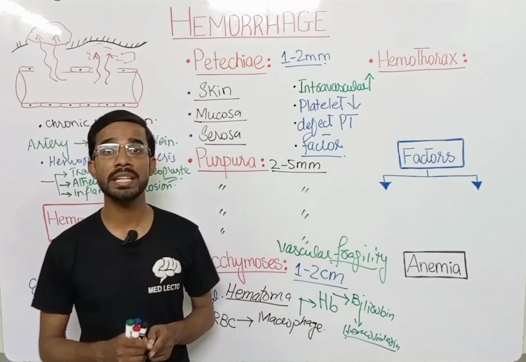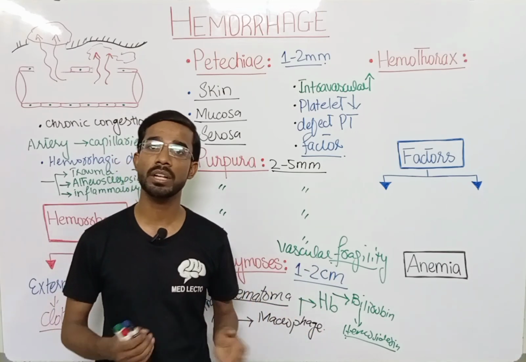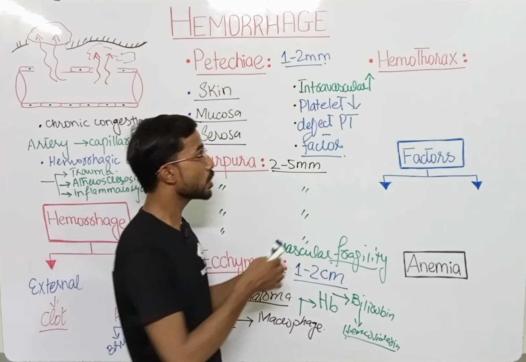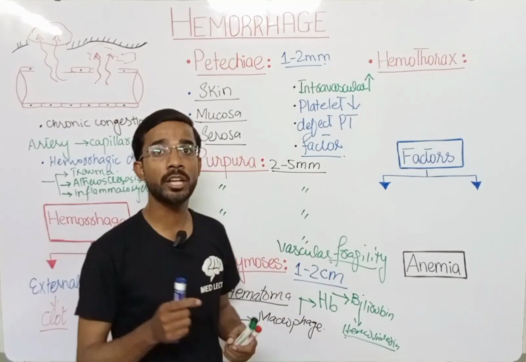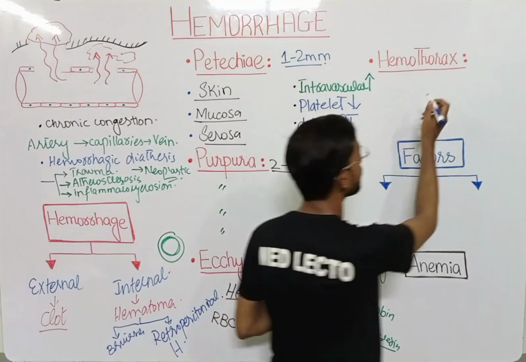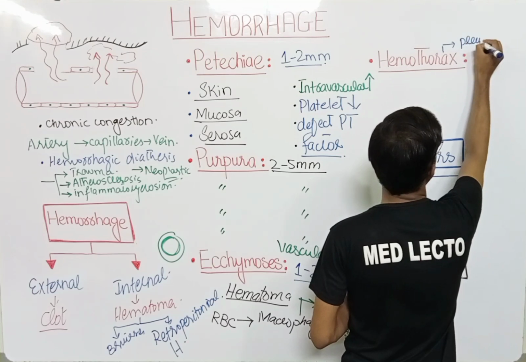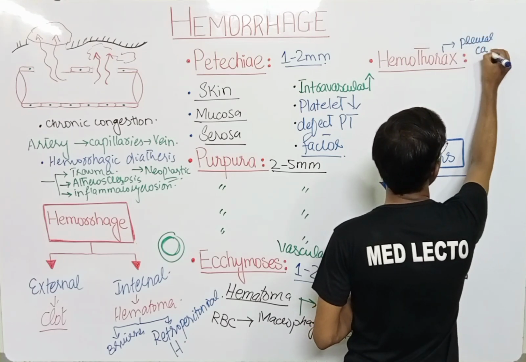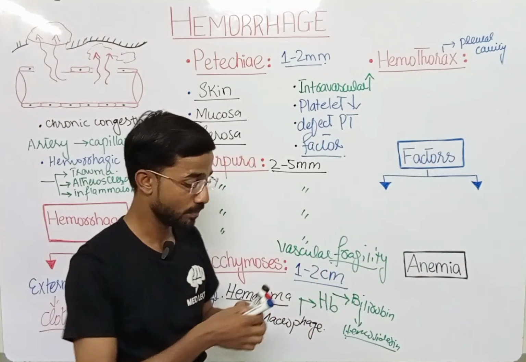So when you will see the blood accumulate in different cavities, then you will call different terminologies. So if you see here, hemothorax, when the blood accumulates in the pleural cavity. A thorax means chest. So if the blood accumulates in the pleural cavity, then it is called hemothorax. This is the one condition.